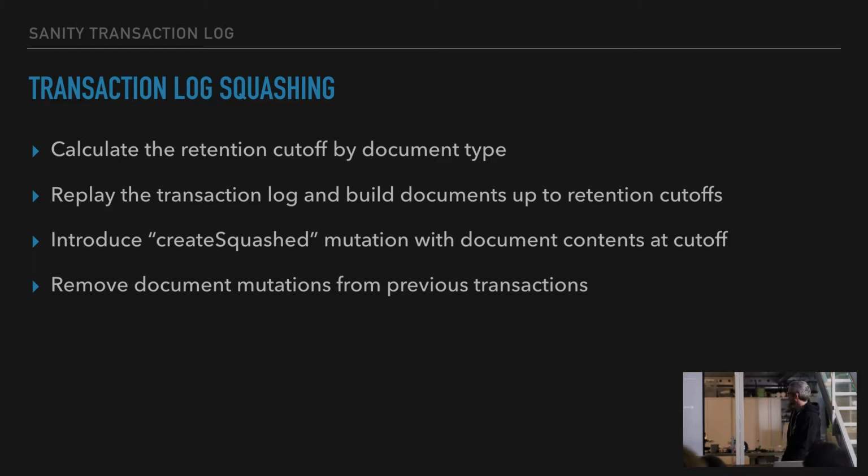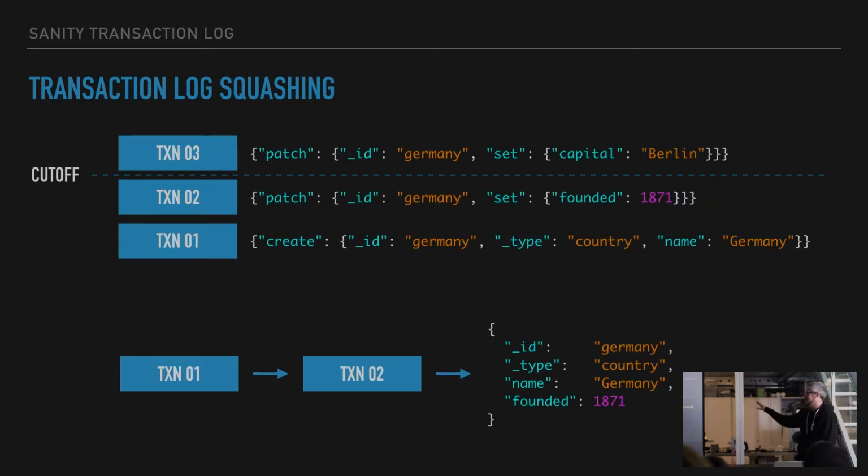So we can see an example of this here. This is the same transaction log as earlier. So you can see the capital mutation on the top. If you look at transaction 1, that's the original creation of the document. And then we set the founded field in transaction 2. And in transaction 3, we set the capital field. So let's say we want to have the history cutoff between transactions 2 and 3.